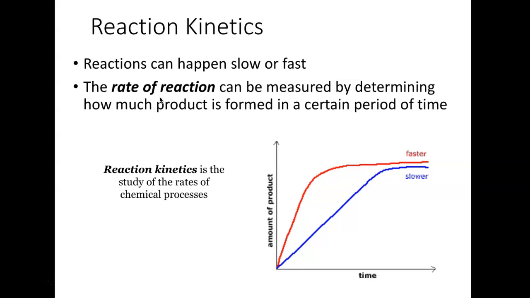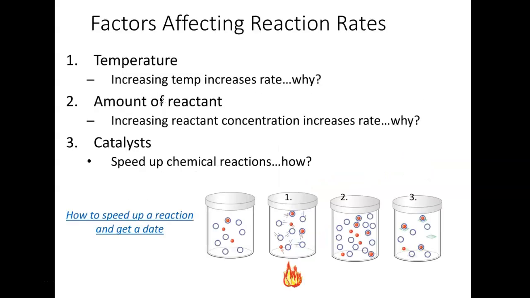So in this diagram here, it's just showing you two different reactions. The one in blue has a lower slope, all right? The one in red has a steeper slope. The steeper slope indicates that more product is being made in a short amount of time. They both taper off at the same point, but the red reaction reaches that point faster than the blue reaction. So we would say the red reaction is faster, it has faster kinetics.